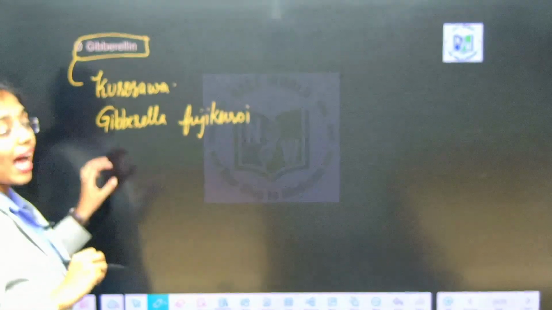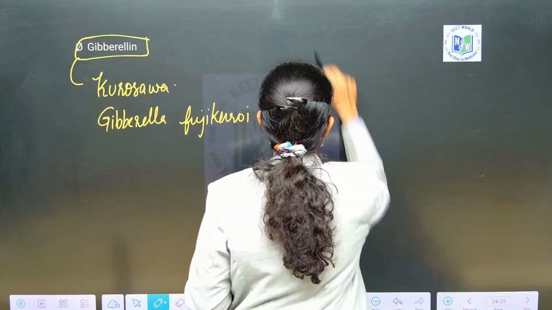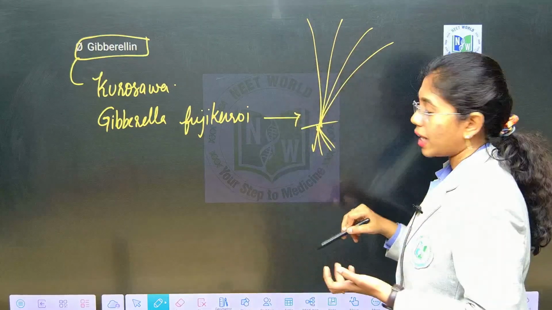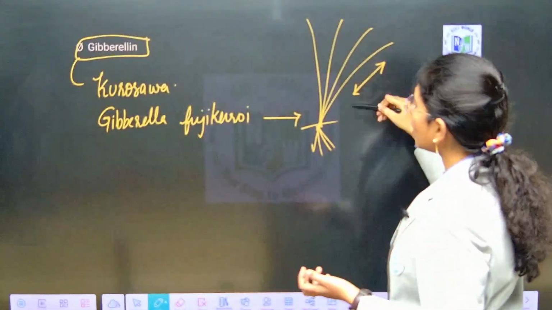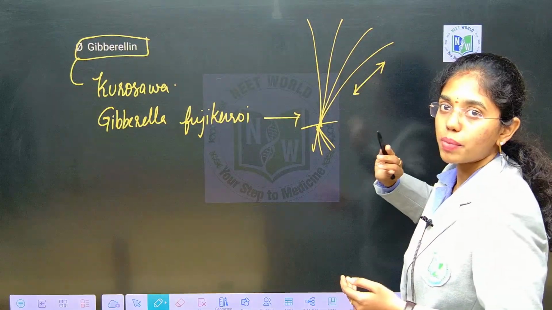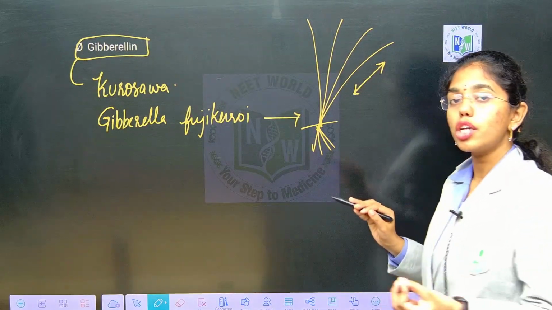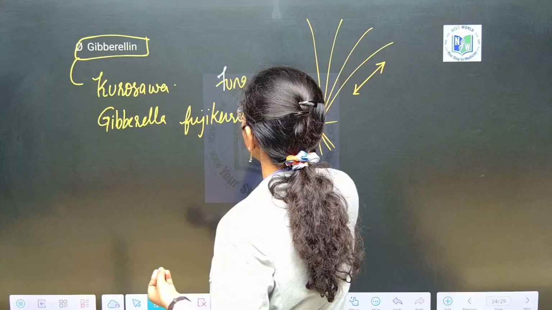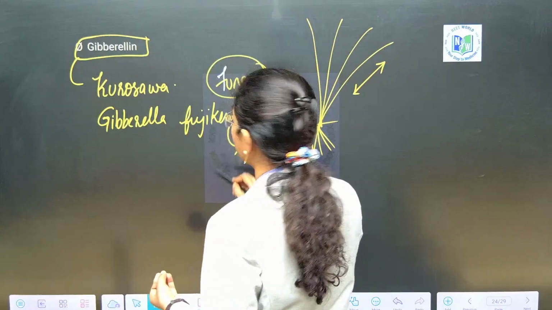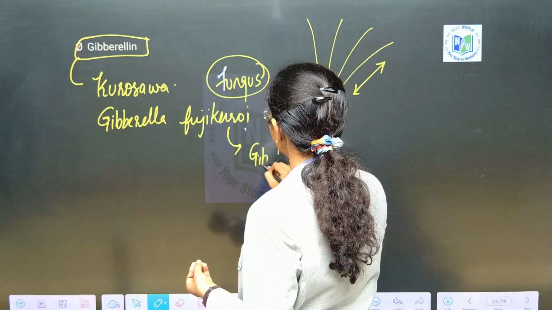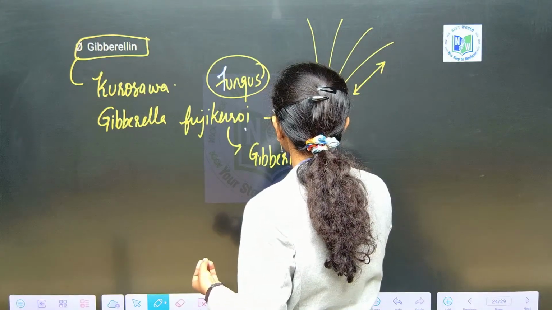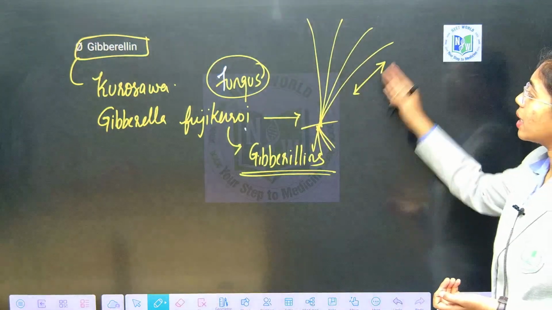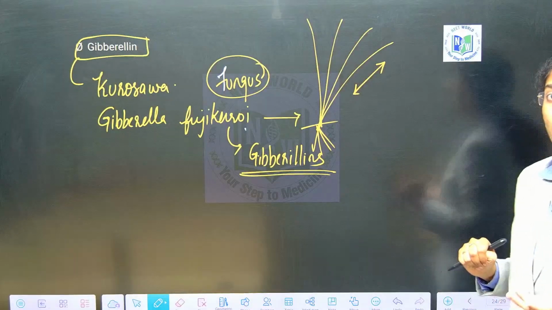Gibberella fujikuroi has caused an abnormal increase in the length of rice plants. This internodal elongation and increase in the length of rice plants is later observed to be due to the constituents secreted by this fungus, where it has released constituents like gibberellins, which increased the internodal elongation, and thereby the rice plant length has increased.